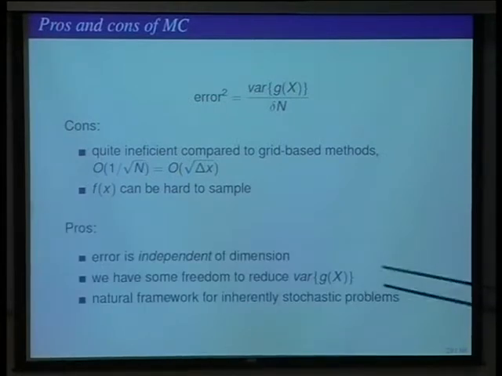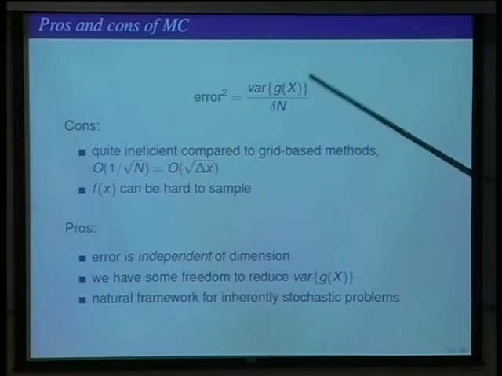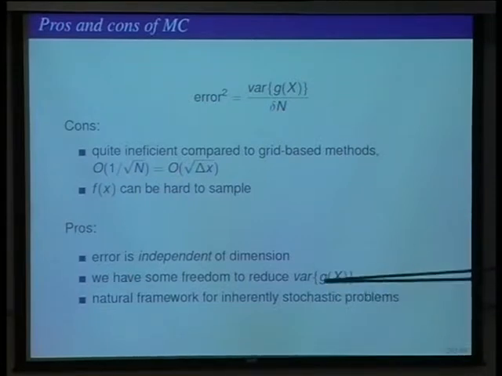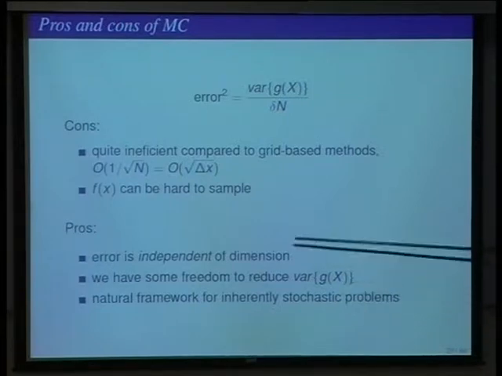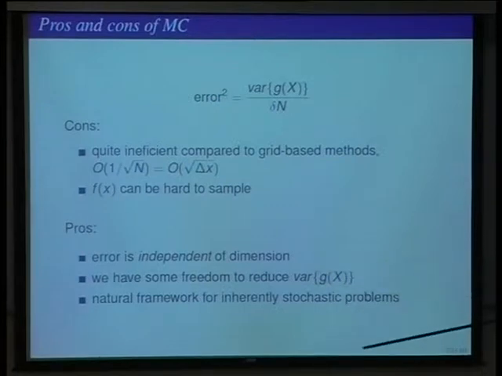Okay, pros. This error term is independent of dimension. The dimension of the problem doesn't turn up there at all. We have freedom to break up our integrand like we like. So we have freedom to reduce the variance of G. And it's natural to set up stochastic problems as a Monte Carlo integral. Because sometimes there's really nothing else you can do.